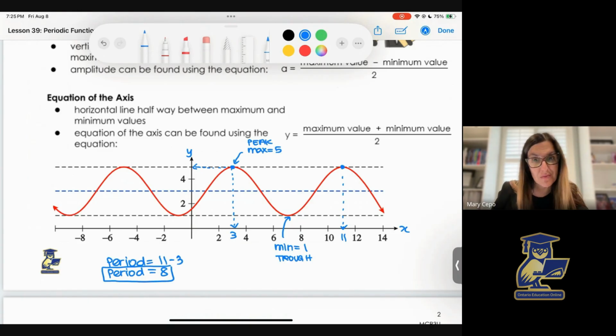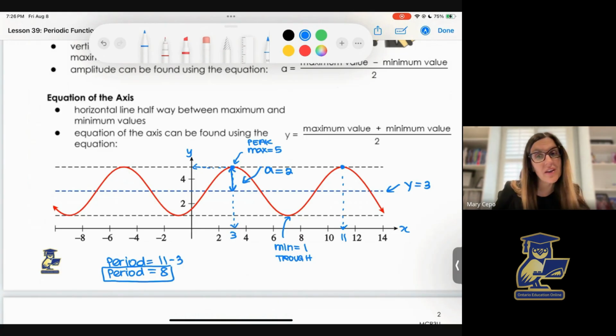Now, the equation of the axis is a halfway point. So let's use the information we have above and use those equations to help us out. We know the max is 5, the min is 1. If we wanted the amplitude, which we could read right off the graph, it is the distance from the halfway mark to the peak, which shows to be an amplitude of 2. The equation of the axis is that dotted line, which is y equals 3.